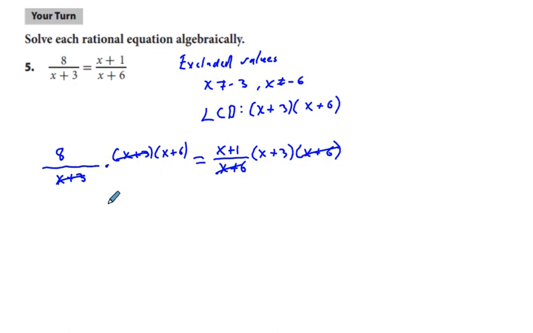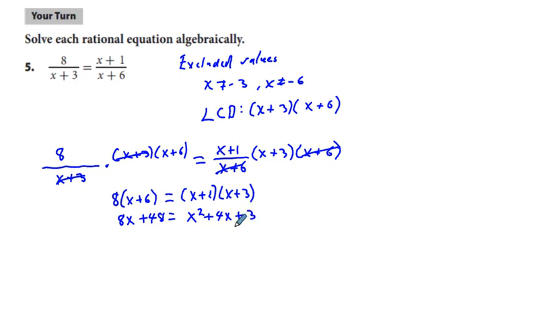And on the left side, what we have is 8 times x plus 6 equals x plus 1 times quantity x plus 3. And on the left side, we have 8x, and 8 times 6 is 48. And on the right side, we have x squared, and we have plus 1x plus 3x, so that's going to be plus 4x. And then 1 times 3 is plus 3.